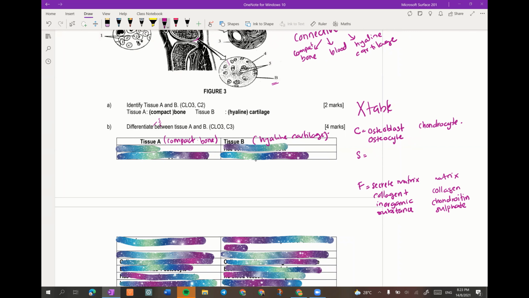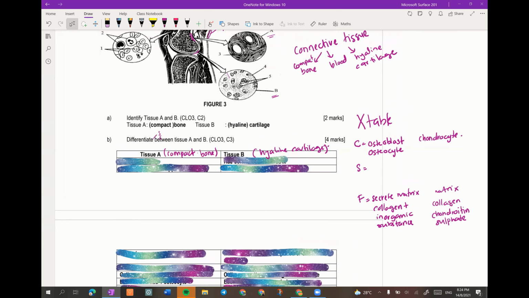And then selain daripada sel, awak boleh juga cerita pasal dia punya structure. Structure dia, let's say untuk yang compact bone, kita nampak dia dalam keadaan lamella ni kan. So dia dalam concentric circle. Ada lamella-lamella, ada lapisan-lapisan circle. While this one pula, dia scattered. Dan awak nampak ni, kat sini dia agak scattered.